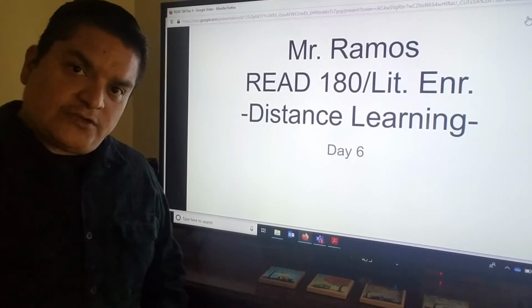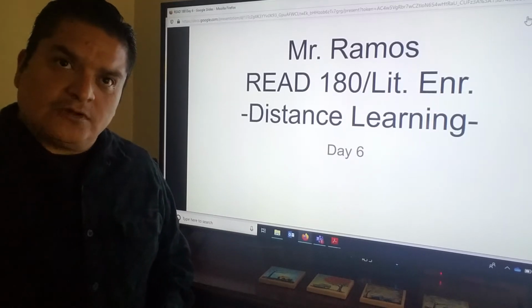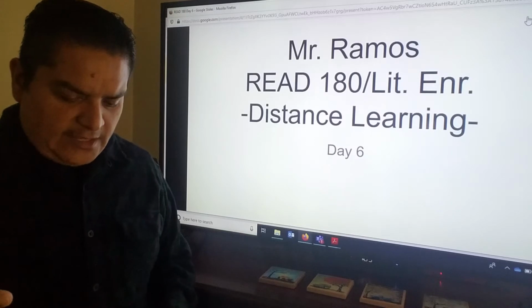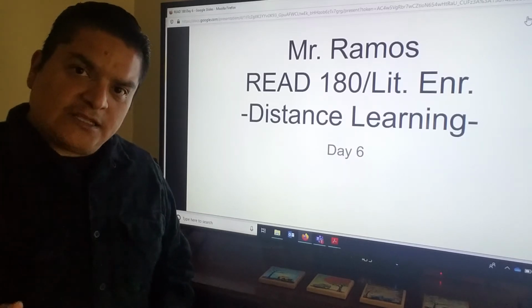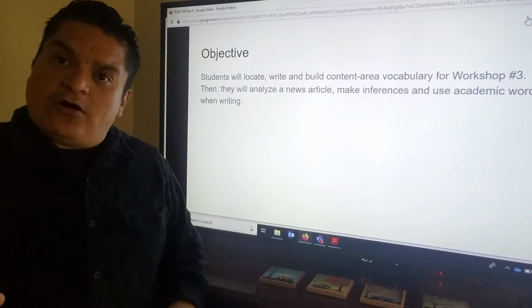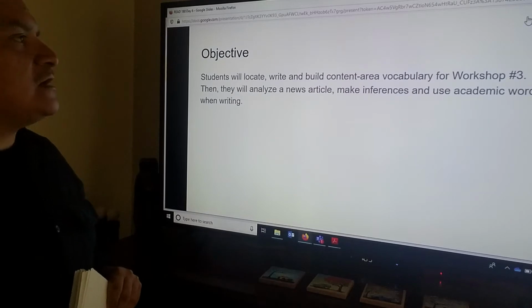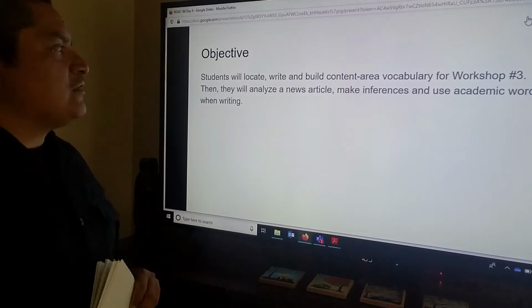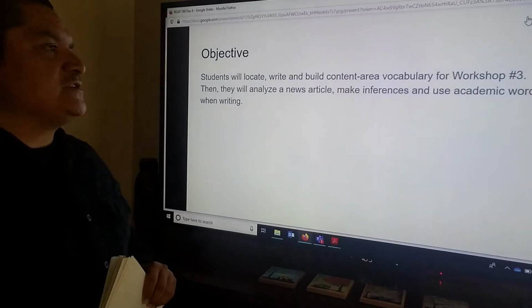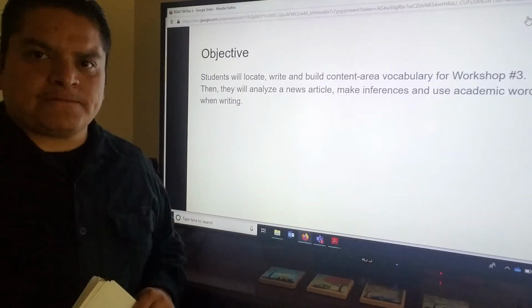Today we're going to do our activities like we've done before. Once again, we're going to do vocabulary. We're going to work on pages 145, 146, and 147, our grammar lesson, and then our exit slip. Like always, our objective for today is up here. It says students will locate, write, and build content area vocabulary for workshop number 3. That's the workshop that we're in right now. And then they will analyze a news article, make inferences, and use academic words when writing. Okay, so that's our objective for today.